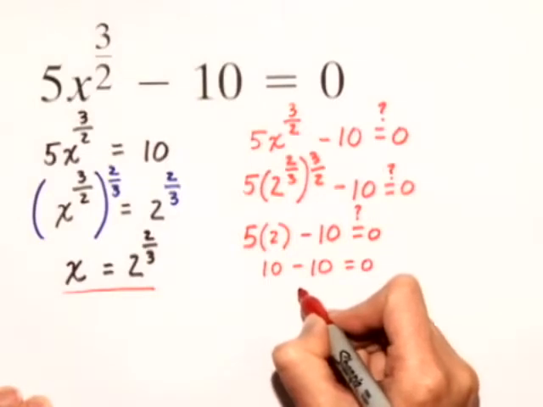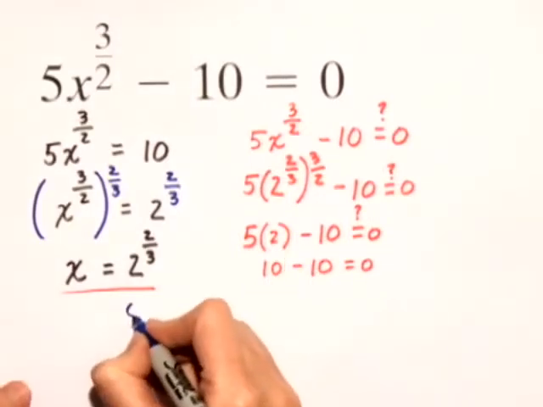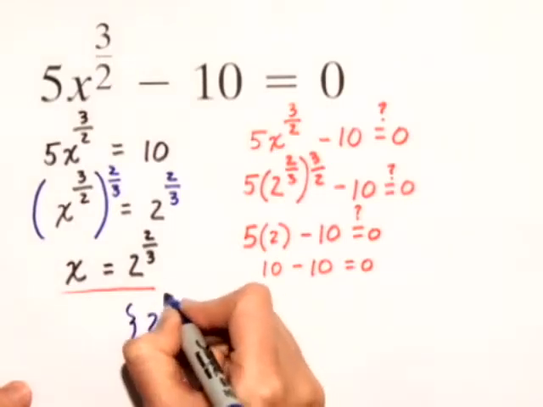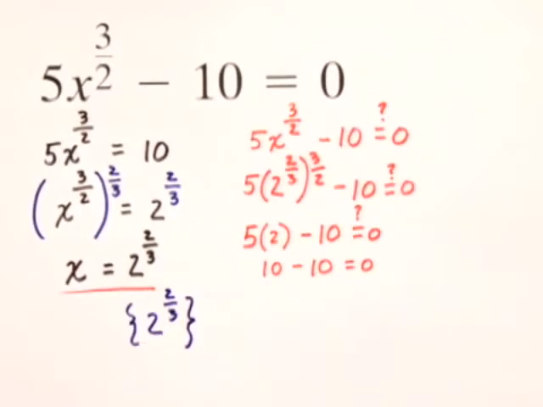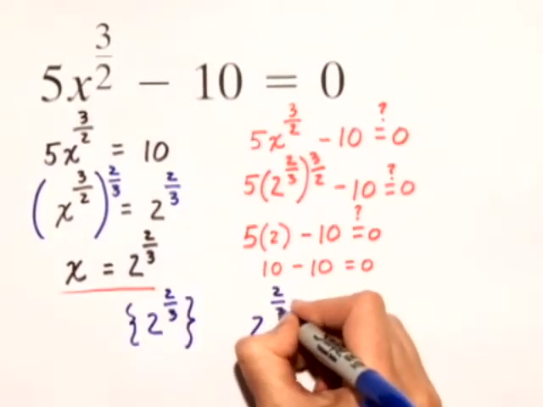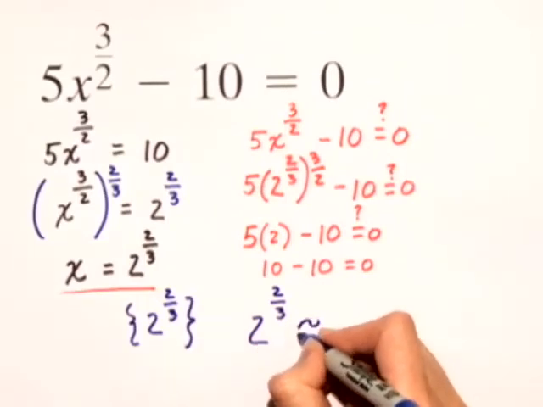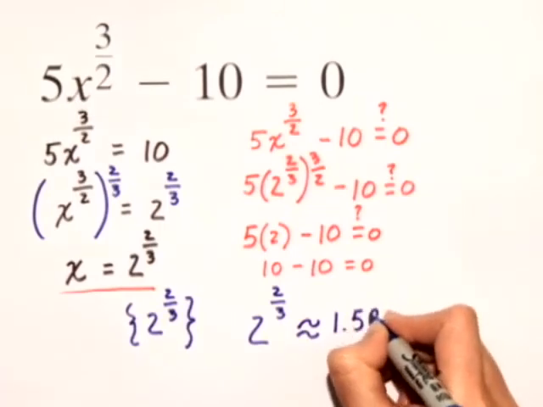So that was true. Therefore, I can say that my solution set is the set containing 2 to the 2/3 power. Just as a side note, 2 raised to the 2/3 power, which is our solution, is approximately equal to 1.59 on a calculator.